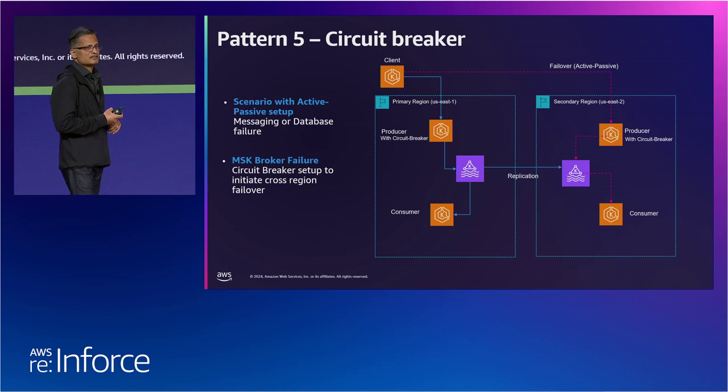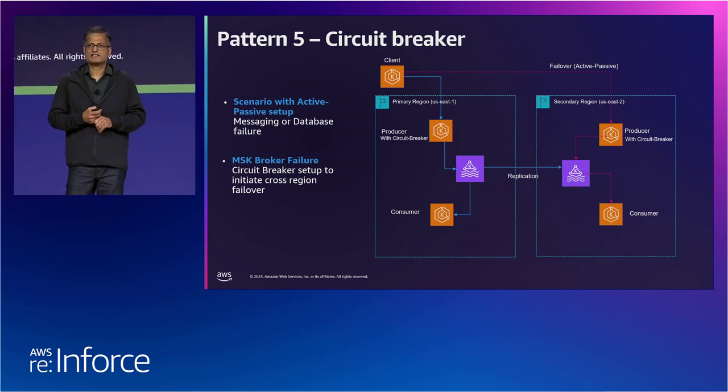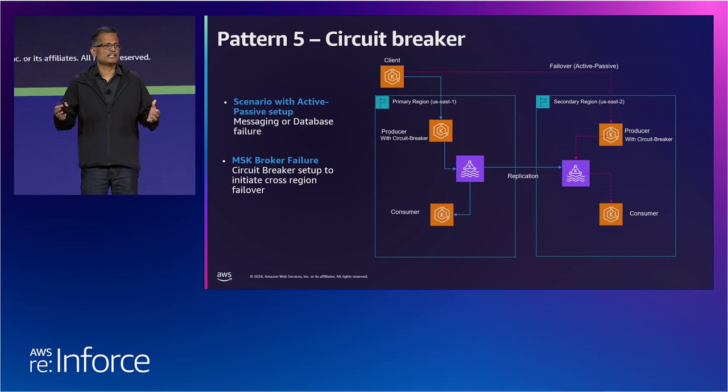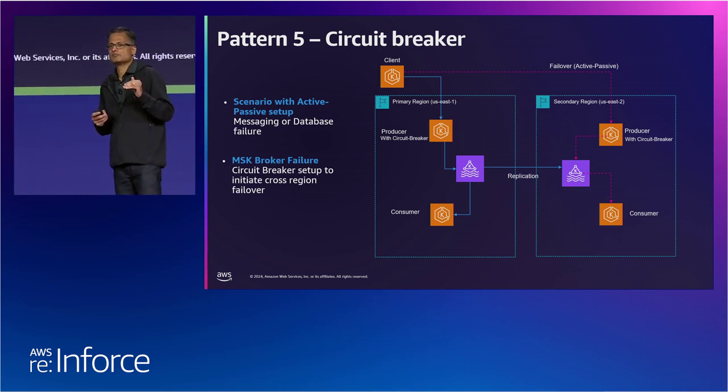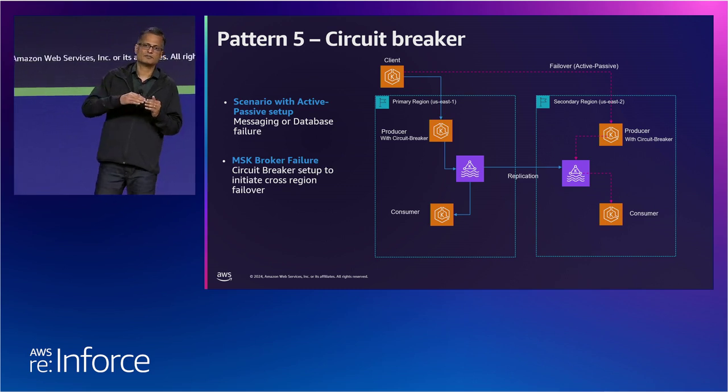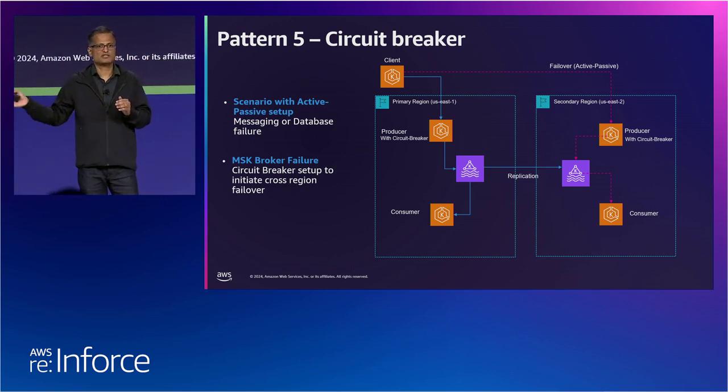This is a failure pattern wherein, say, there is a messaging failure or a database failure. In that case, the producer with the circuit breaker identifies the failure early on and turns off the traffic, and it raises an alarm so that the traffic can be routed to the secondary region.